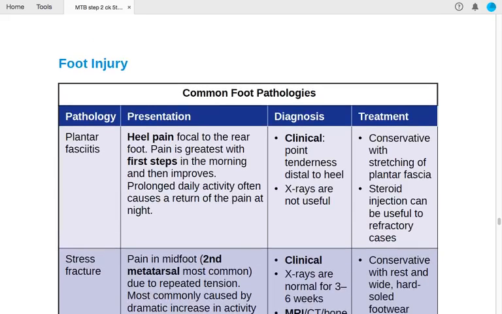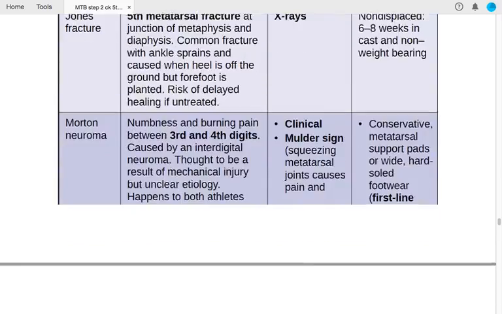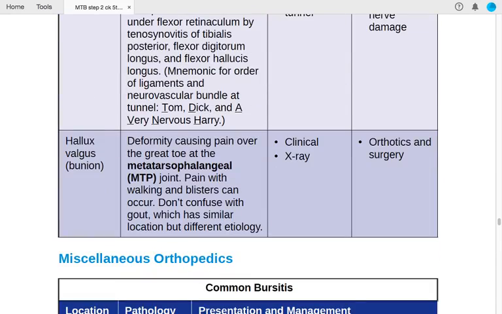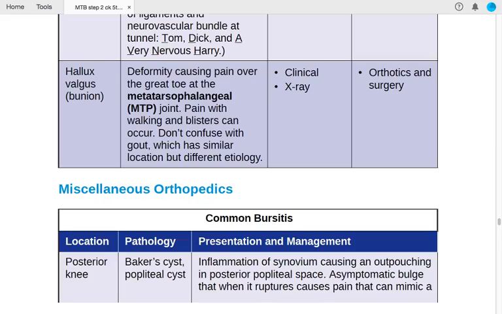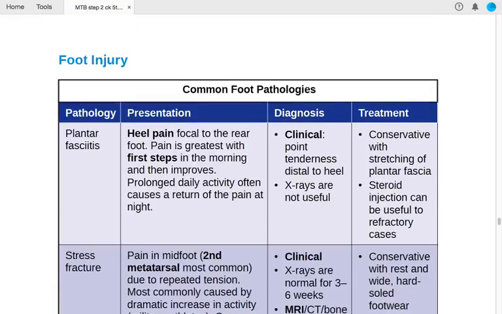Alright. Now we're coming towards foot injuries, and at the end I'll show you the remaining videos. So common foot pathologies are, first of all, plantar fasciitis, stress fractures, Jones fractures, Morton neuroma, tarsal tunnel syndrome, and hallux valgus, which is known as a bunion. So we are going to see all these foot pathologies.